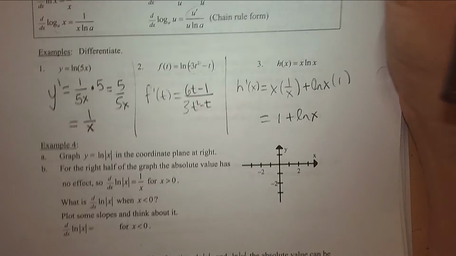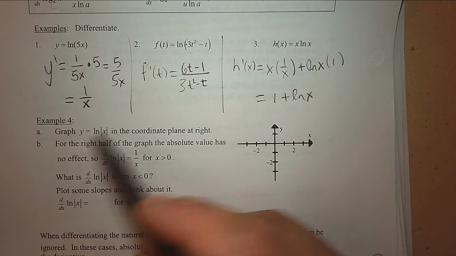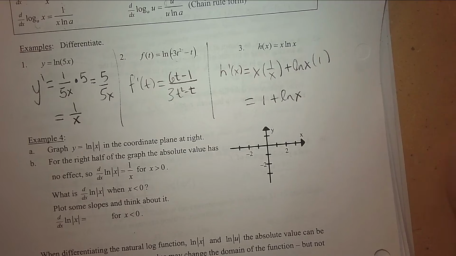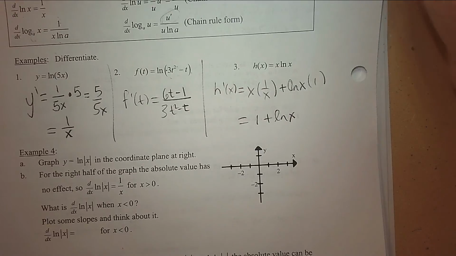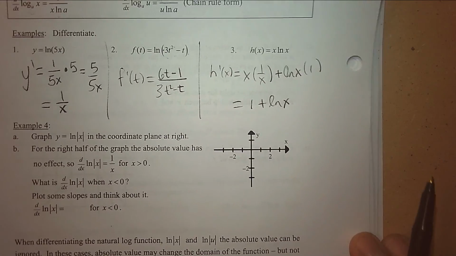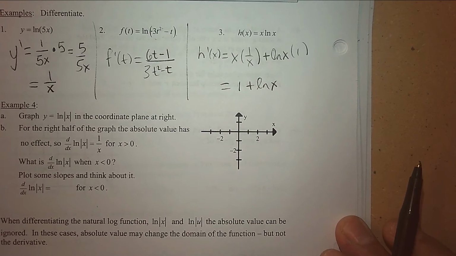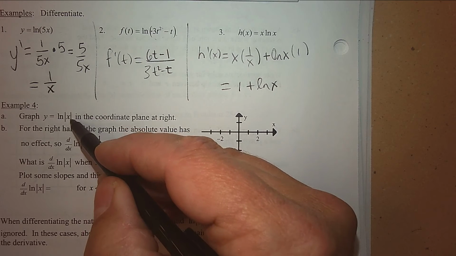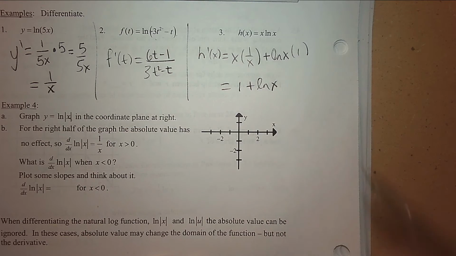Example 4. Y equals ln of the absolute value of x in the coordinate plane at the right. Do you remember how to graph this? Because Miss Gardenia helped us with the review, right? How do we graph something like this? When the absolute value is inside the logarithm, what's it going to look like?